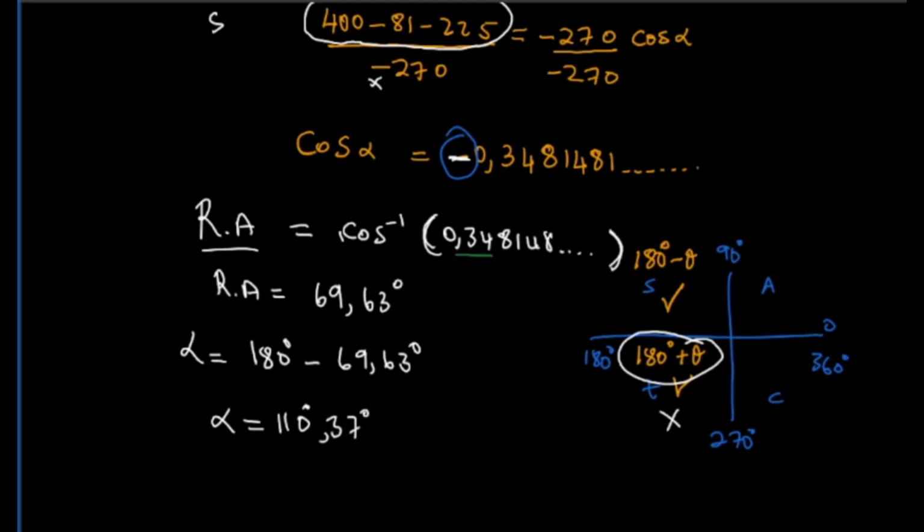It's 110.37. Okay, because if you include the negative, it just gives you the answer, but the marker wants to see this diagram. The marker wants to see 180 minus reference angle. You can't just go straight to the answer, you understand? Okay, now sir, can I ask you a question? Yes, I'm listening.